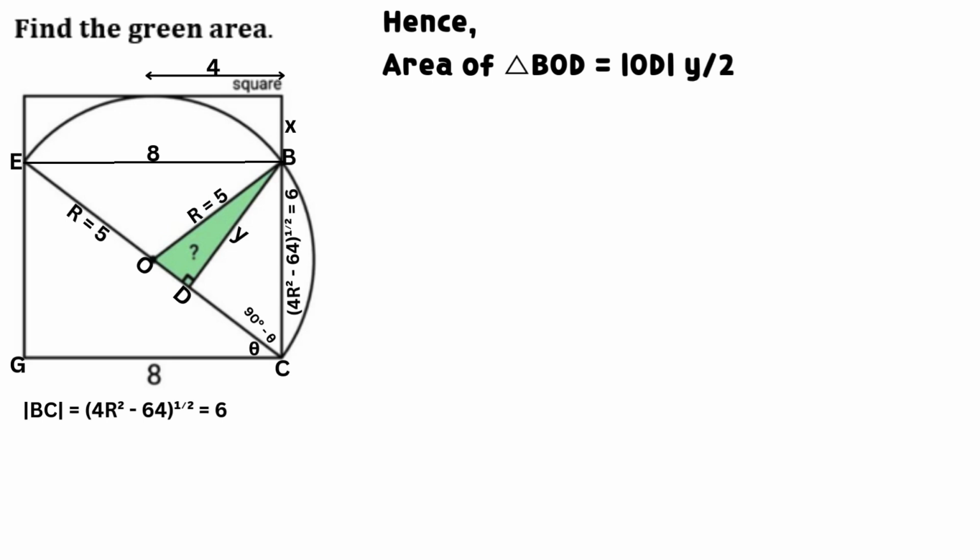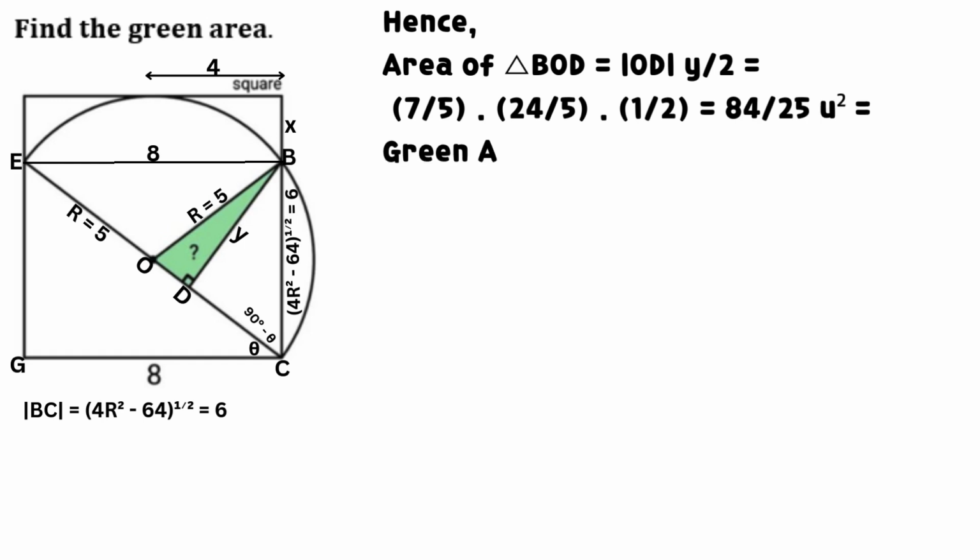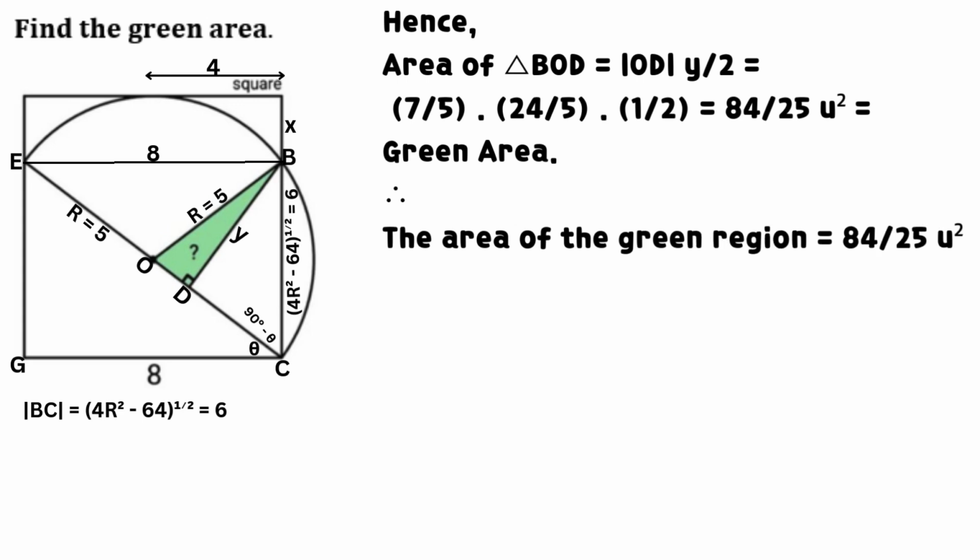Hence, the area of triangle BOD equals half the product of the length of line OD and Y, which equals half the product of 7 divided by 5 and 24 divided by 5. The result equals 84 divided by 25 in square units. That is equal to the green area. Therefore, the area of the green region equals 84 divided by 25 in square units.